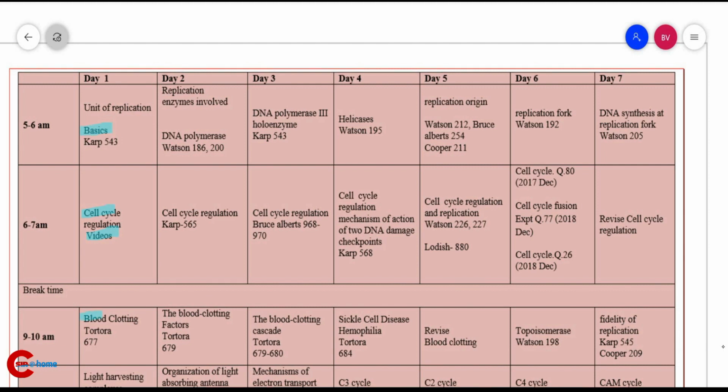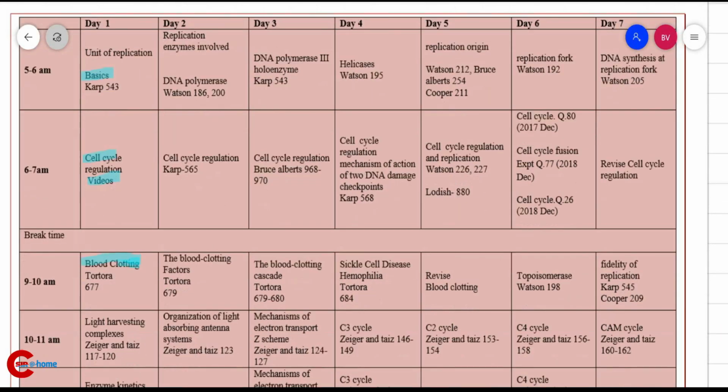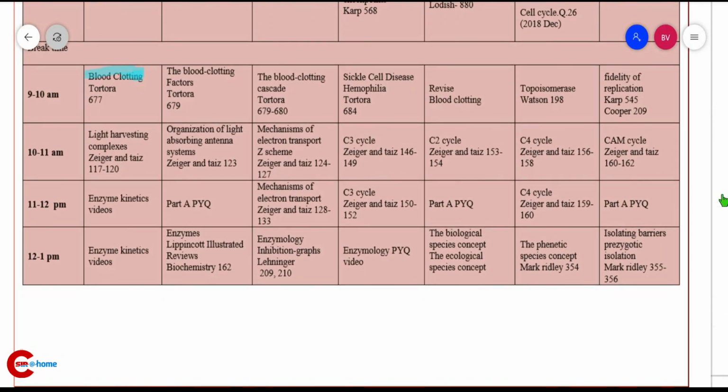Then 9 to 10 a.m., study blood clotting. The book to refer to is Tortora. Then 10 to 11 a.m., light harvesting complexes. Then 11 to 1 p.m., enzyme kinetics. We have so many videos. Just watch them. Check the playlist Biochemistry.